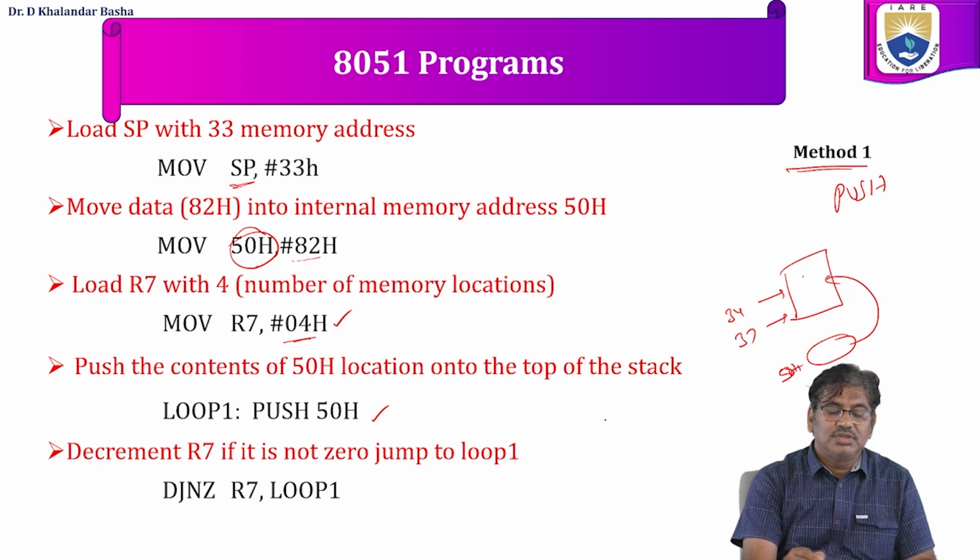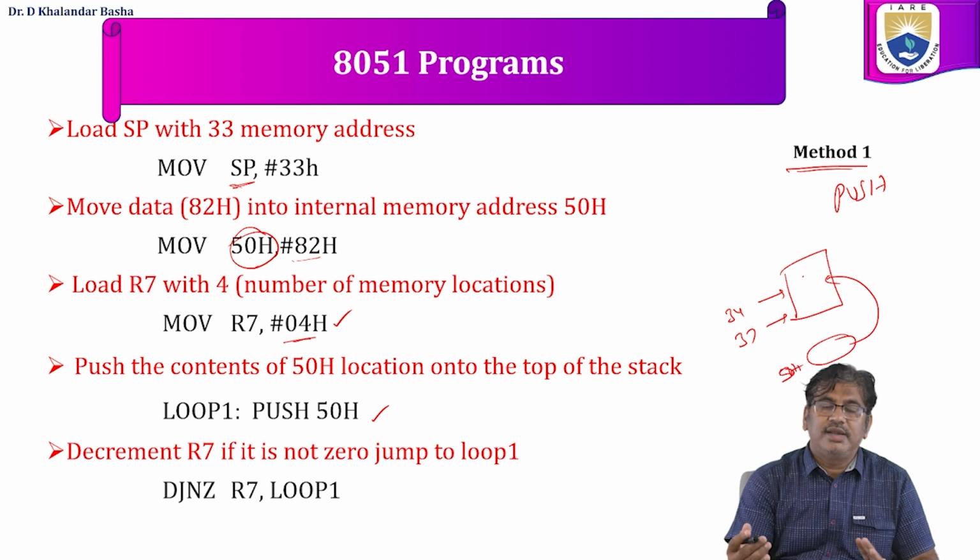So for that we move the content of the 50H location onto the top of the stack by using the PUSH instruction: PUSH 50H. So the content of the 50H location will be loaded into stack memory. Next, as we want to do this for 4 memory locations, for each memory transaction the content of R7 will be decremented by 1. If it is non-zero, go to loop 1.